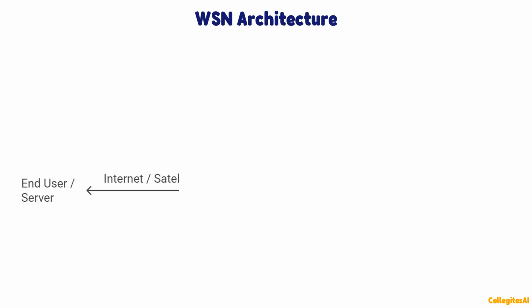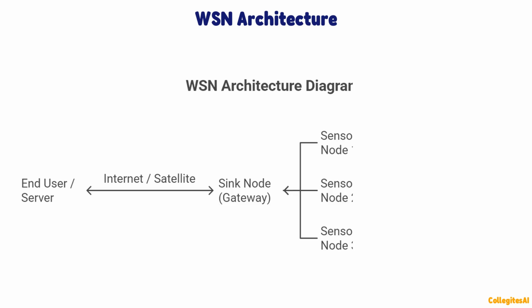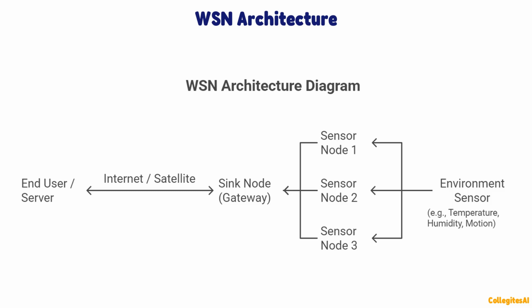The architecture of a WSN comprises four key components. First, we have the sensor nodes, which are responsible for collecting environmental data like temperature and humidity. Then there's the sink node, also known as the gateway or base station, which aggregates data from the sensor nodes and sends it to external networks.